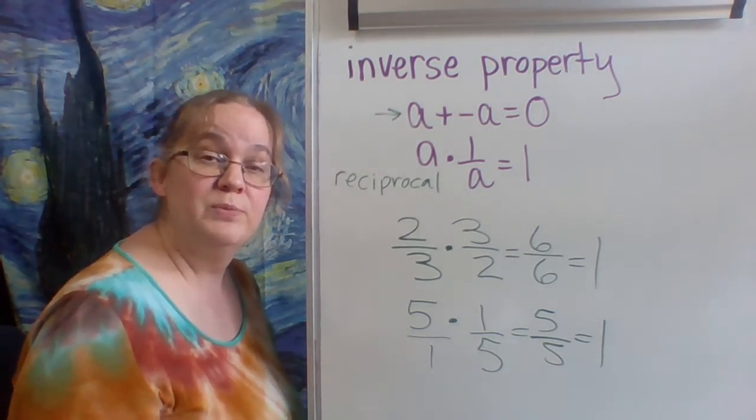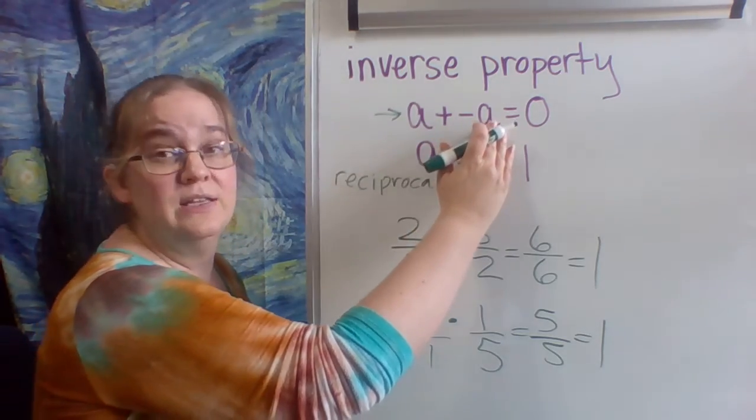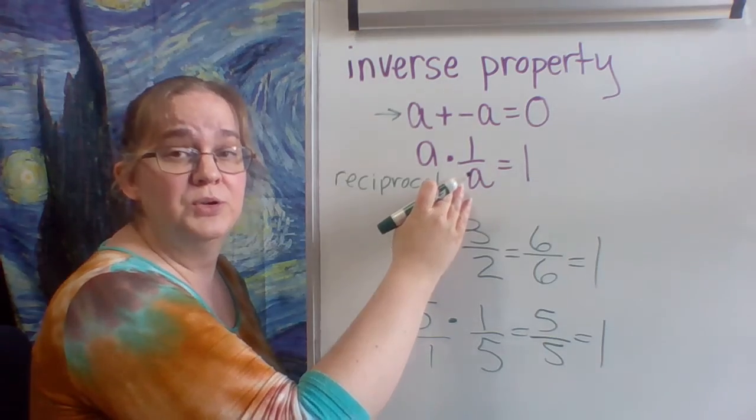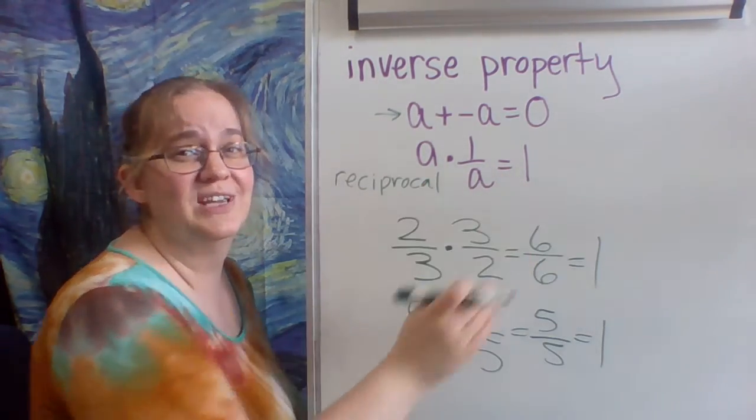So the inverse property for addition, you're adding the opposite in order to get to 0. For multiplication, you're multiplying by the reciprocal in order to get to 1.